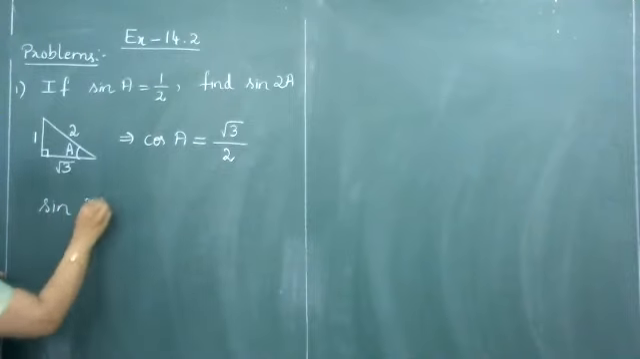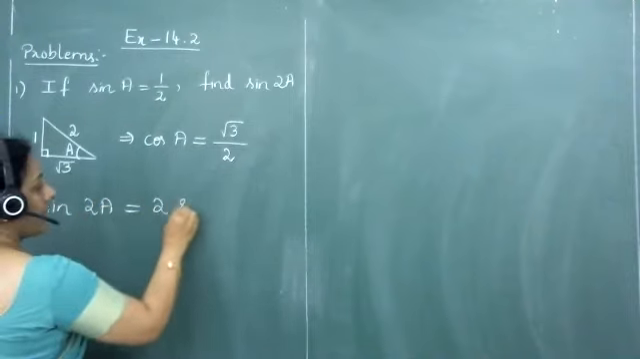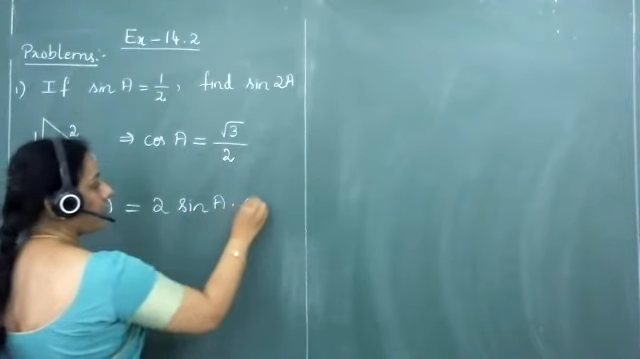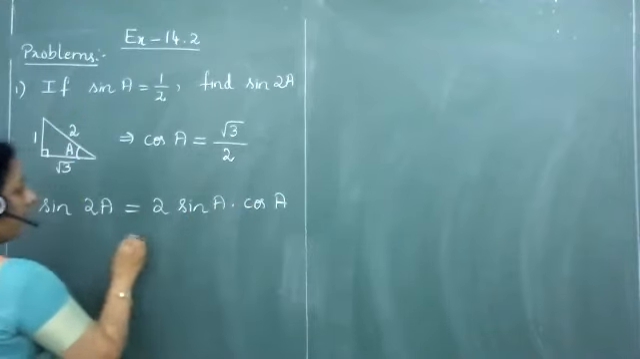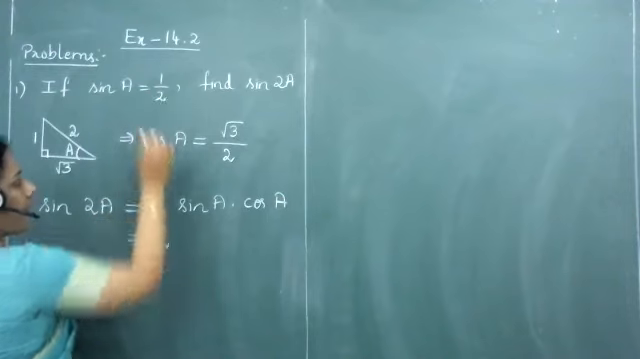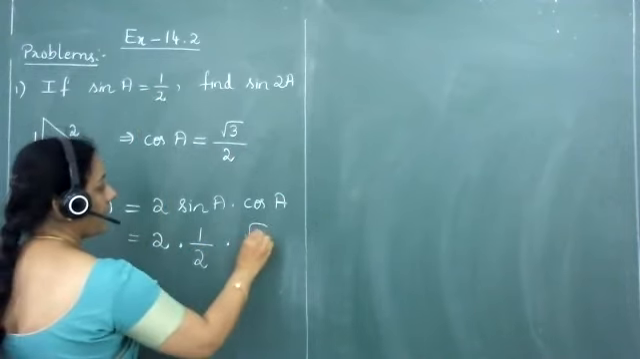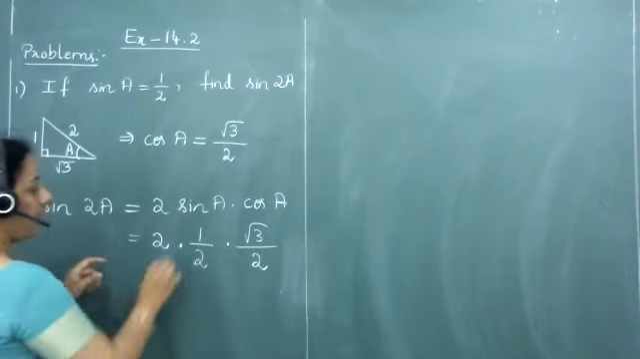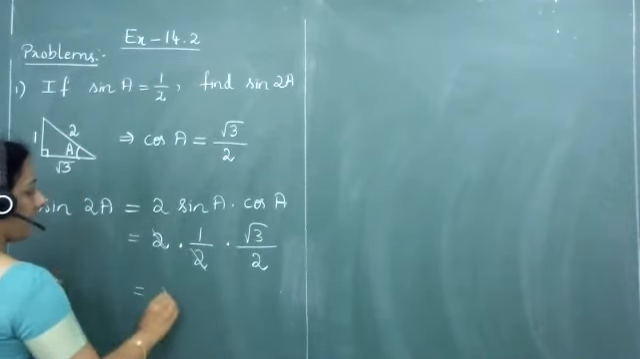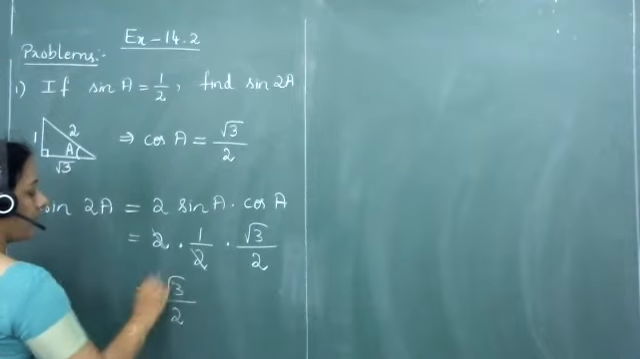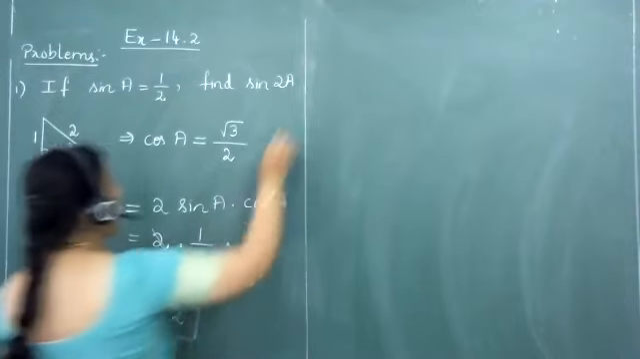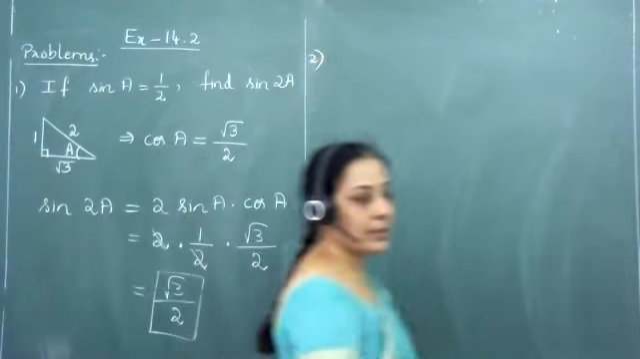Substitute the two values in the sin 2A formula, which is 2 sin A into cos A. This comes as 2 into sin A, which we take as 1 by 2, and cos A gets replaced as root 3 divided by 2. So this on simplifying gives us square root of 3 divided by 2 as the answer.